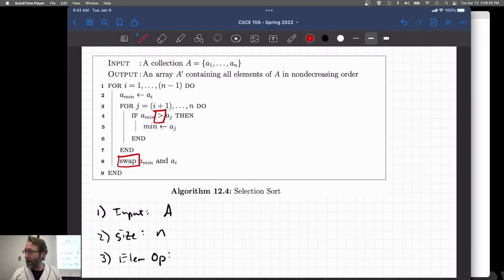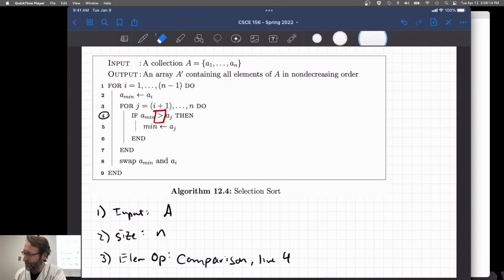What I'm going to do is keep it simple, and go with the elementary operation being the comparison on line 4, because I want this to be comparable to linear search, binary search, and all my other sorting algorithms. So this is going to end up being the comparison on line 4. Good pseudocode is numbered so that you can make reference to those line numbers, just like regular code.